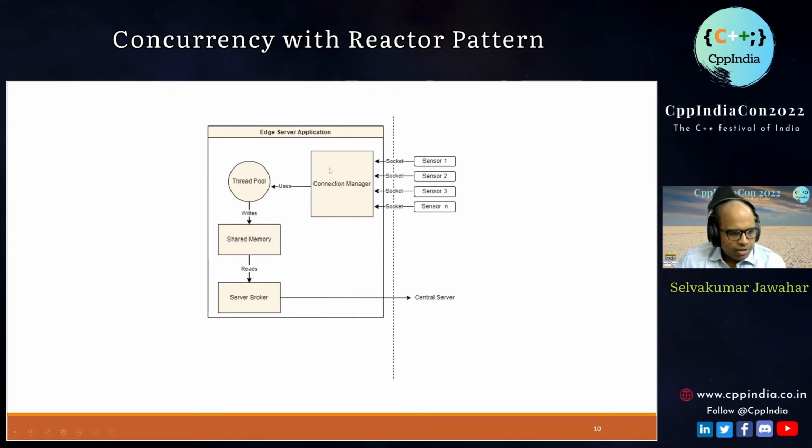So now, there are certain key things here to notice. The first thing is there is a shared state. I mentioned shared memory here, but this is not necessarily the actual Linux shared memory. It could be any shared state which is used to get the data from the client threads to the server broker thread, which sends the data to the central server. Okay, I think I have another question.